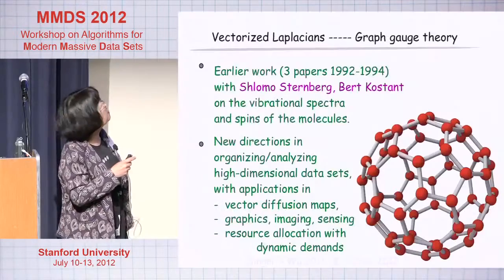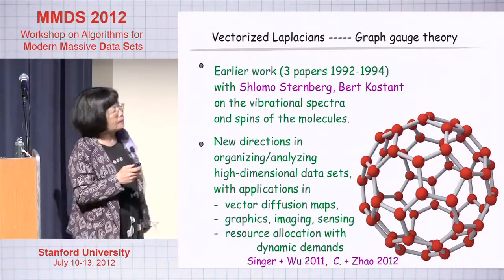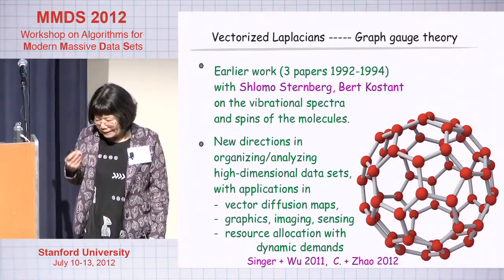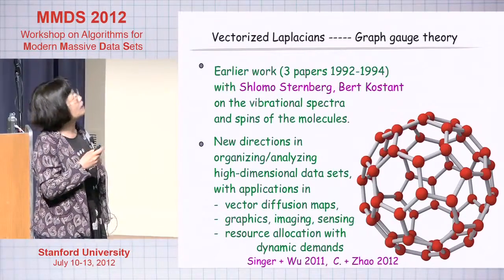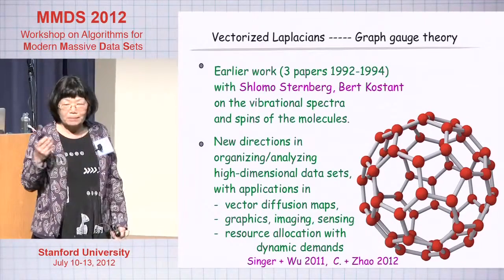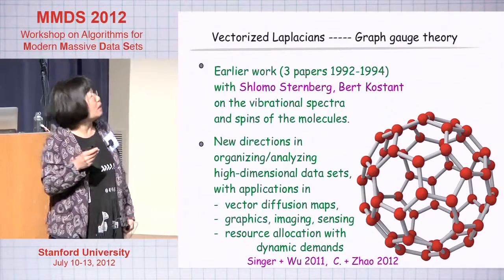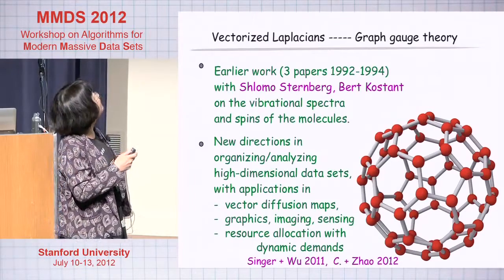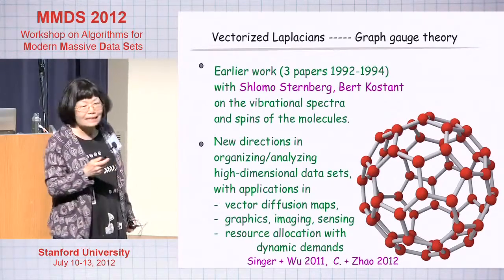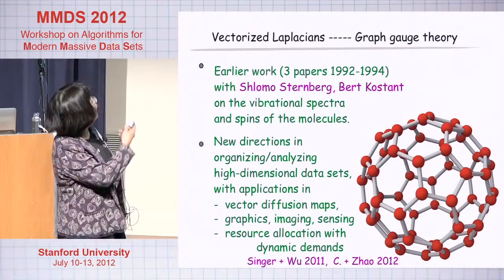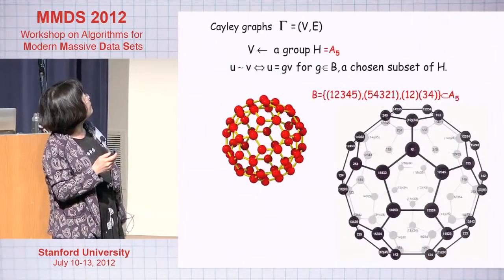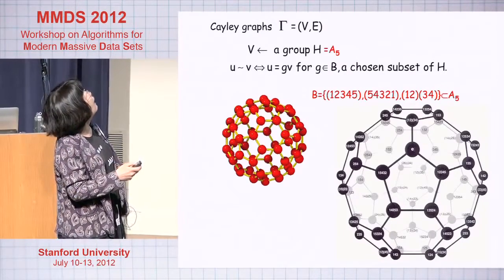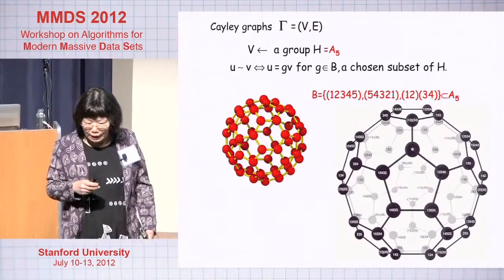So I'll talk about some recent work on vectorized Laplacian. So what's vectorized Laplacian? Actually, another name we have been using in earlier work dealing with the buckyball when it first came out. We called it graph gauge theory. But for this audience, we can see the connection is actually quite useful for dealing with these new directions, dealing with high-dimensional data sets and with various applications. But the buckyball is sort of a nice shape.